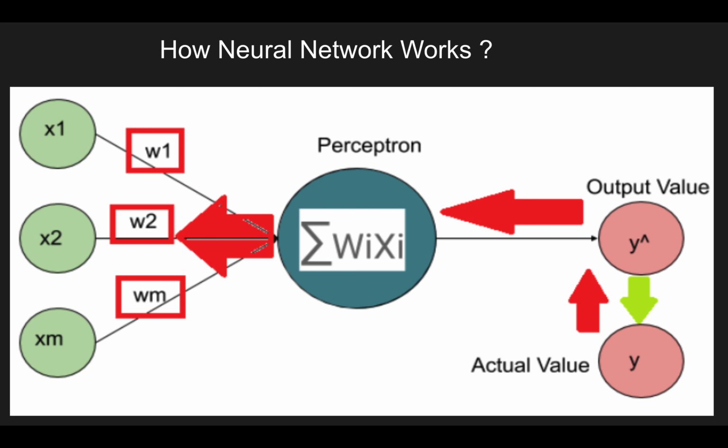In the input layer you will have w1, w2 and so on up to wn, that is your weights. This particular line is a synapse which holds the weight of x1, and for x2 it holds the weight w2, and so on up to wn. For the perceptron, the output will be x1 into w1 plus x2 into w2 plus x3 into w3 and so on. Then you apply an activation function on top of that, for example the sigmoid activation function. You get some output, then you compare it with the actual.